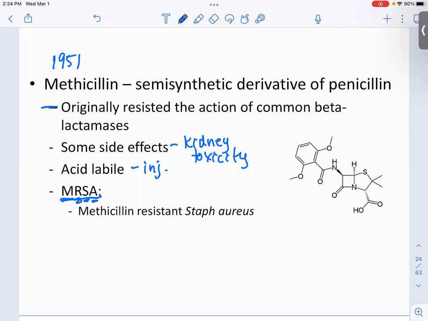So it often presents as a skin infection, but it can infect when somebody has surgery, and then it's a real problem. Not a particularly aggressive strain of Staph aureus, but just hard to kill. So it can cause a lot of problems.